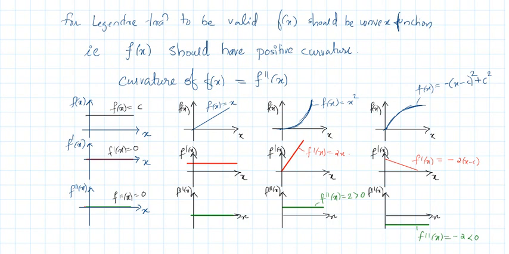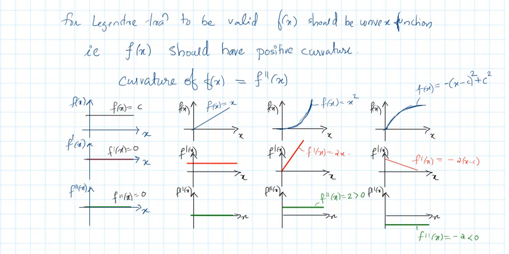Convex function means a function which has positive curvature. If a function has negative curvature, it is known as a concave function. And if the curvature is positive, it is known as a convex function. For a function f of x, curvature is defined as the second derivative. F double prime x gives you the curvature.